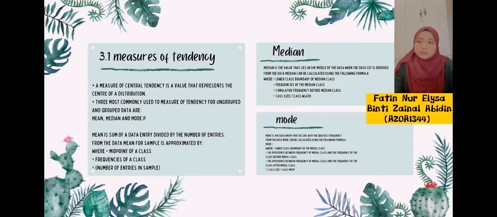And the last one is mode. Mode is the data entry that occurs with the greatest frequency. From the data, mode can be calculated using the following formula, where: lower class boundary of the modal class, the difference between frequency of modal class and the frequency of the class before modal class, the difference between frequency of modal class and the frequency of the class after modal class, and the last one is class size or class width.